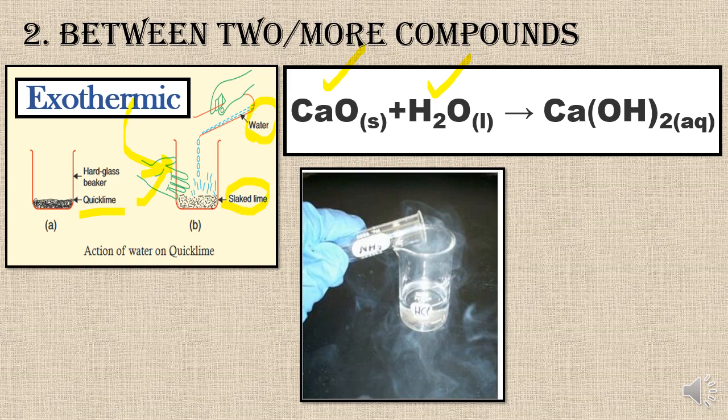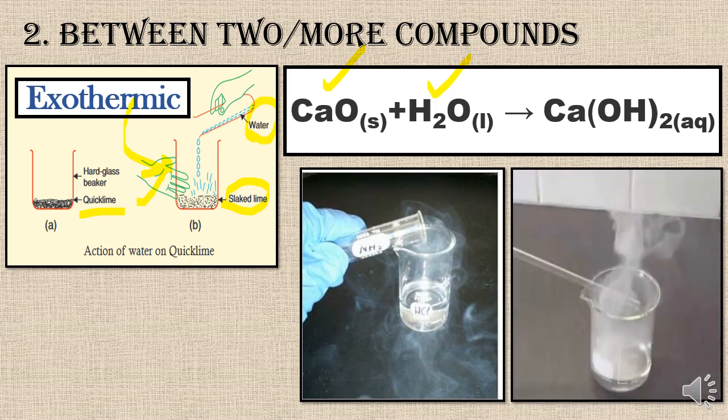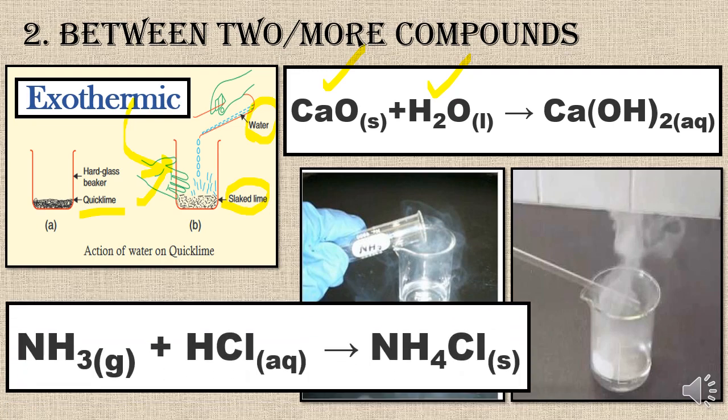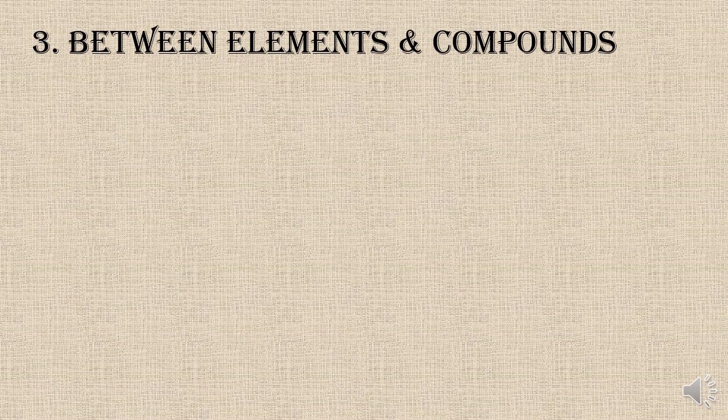Similarly, when vapors of ammonia and hydrogen chloride are mixed together, a compound called ammonium chloride is formed. It is a white colored solid. Here also, both the reactants are in their compound forms. Number 3, between elements and compounds.